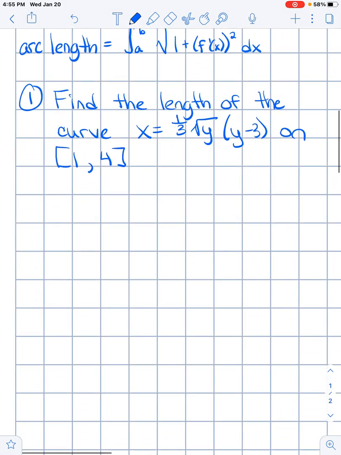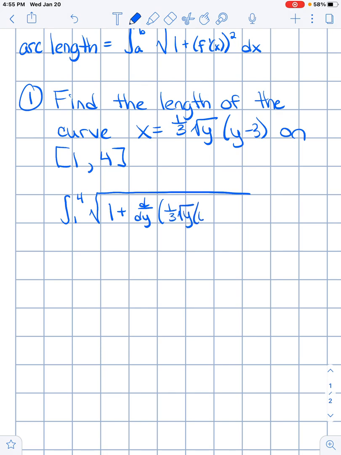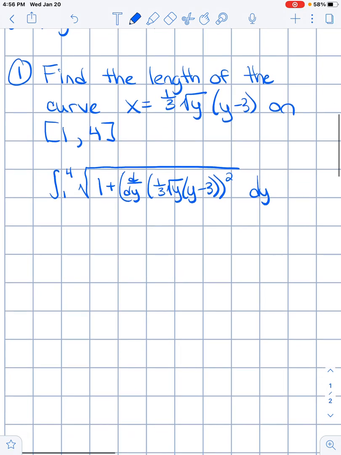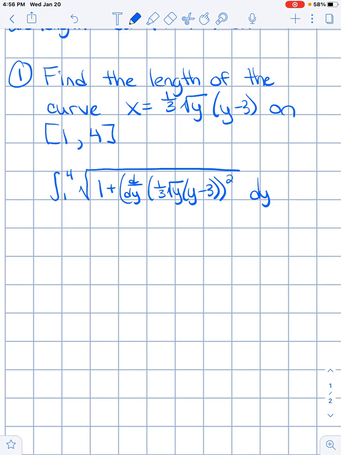All right, so setting this up, I'll do this one with you because there's a bunch of algebra that's going to come into play. We're going to find the length of this curve. So what we're looking for then is the integral from 1 to 4 of the square root of 1 plus the derivative as a function of y, the derivative of this equation squared, and then dy. All right, so let's do a little bit of work here. Let's find the derivative of that function, x prime.